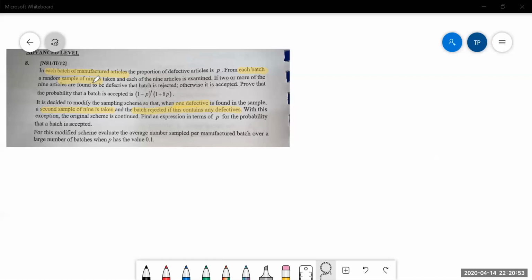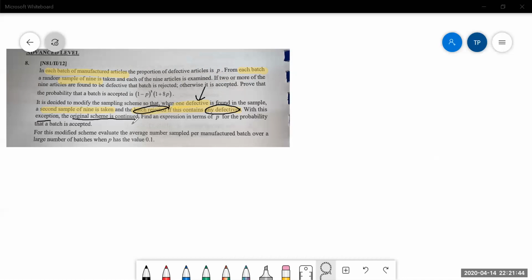So if any one of these 9 is found to be defective, which is what is stated over here, then I will take another 9 more iPhones to test. After I take another 9 phones to test, if I find any defective again, this whole batch, maybe 1,000 iPhones, will be rejected already. Understand? Yeah.